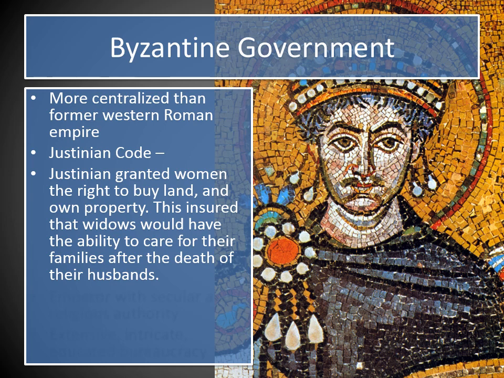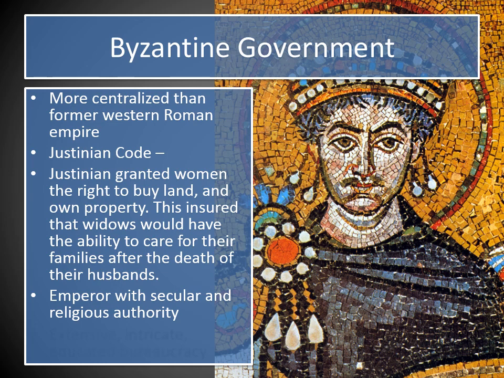Justinian also granted women the right to buy land, to own property, and this ensured that widows would have the ability to care for their families after the death of their husbands. For an empire that was always at war, frequently with Persia, sometimes other Islamic civilizations, it was important that men were not afraid of what would happen to their family after they died. They knew their families would be taken care of. Justinian's wife, Theodora, may have played a role in this. She was a very strong female role in his life and in the empire.